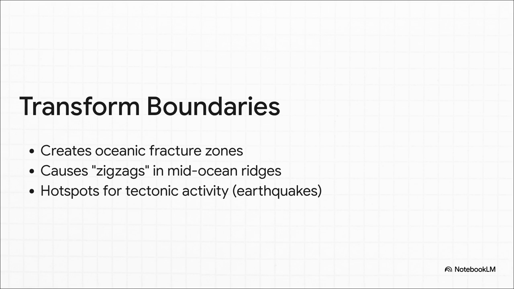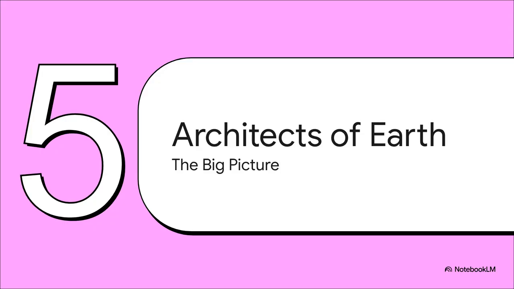But because the plates don't slide smoothly, they get stuck. They build up immense stress, and then, snap, they release it all at once. This is what makes these boundaries absolute hotspots for tectonic activity, especially earthquakes. So, there you have it, a quick tour of the three main ways that tectonic plates interact at their boundaries.